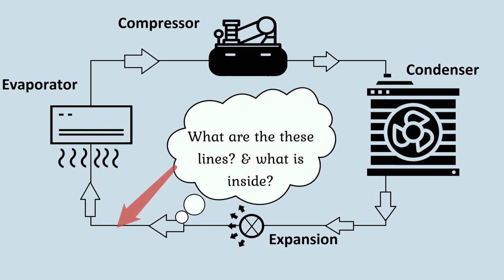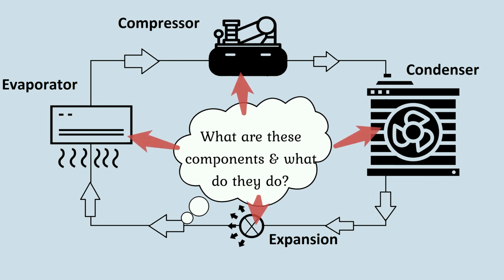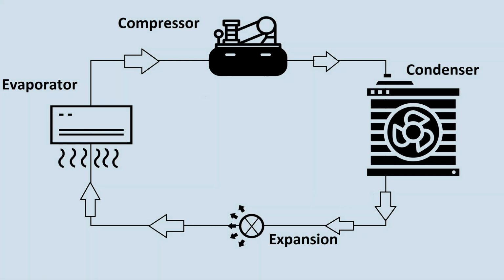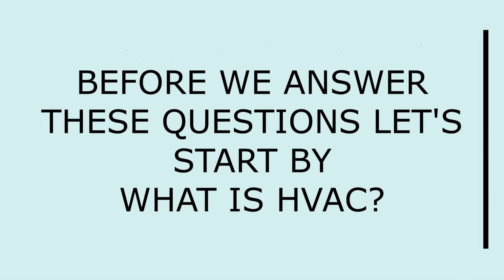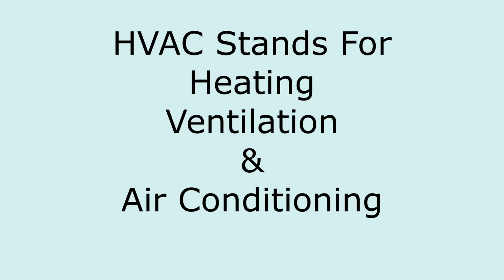You might ask yourself, what are these lines? What are these arrows? And what's inside? What are the components? And what do they do? We're going to cover all that, but just before we answer that question, I'd like to start with what is HVAC. HVAC is the process of heating, ventilation, and air conditioning.